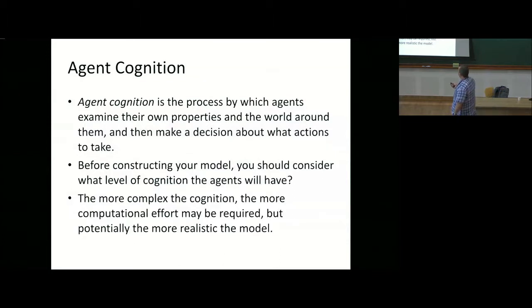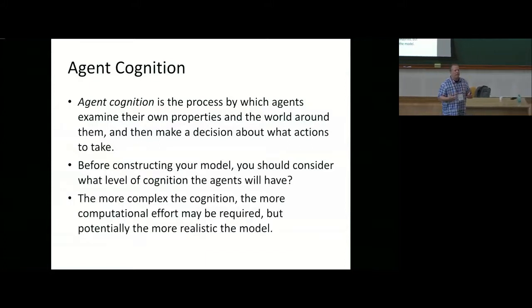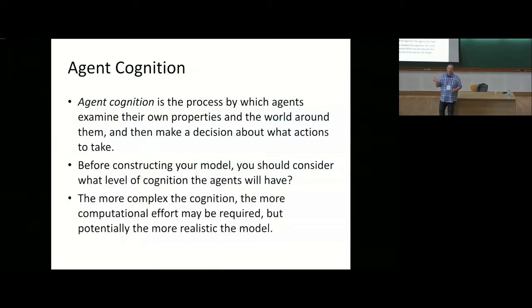right? And so what we're going to call cognition is the process by which agents take inputs, make a decision, and then take an action as their outputs. The more complex the cognition of an individual agent, the more computational effort is often going to be required. And so usually, the more complex the cognition, the fewer the number of agents you can have in the model to run the same amount of results, in general. But that's a loose guideline. There are some reasons why that's not always true, but that's a loose guideline.